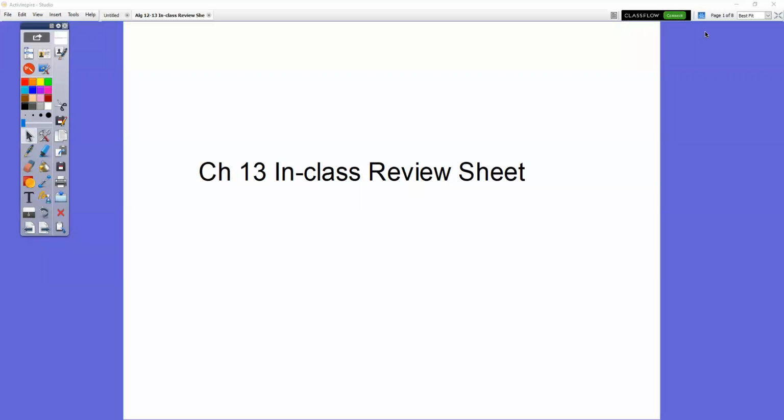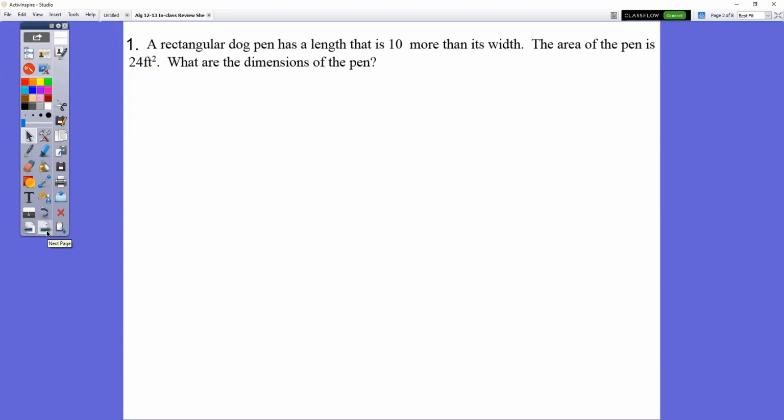All right, so we are reviewing for your quiz that you have tomorrow for chapter 13. Take a look at number 1. It says a rectangular dog pen has a length that is 10 more than its width. The area of the pen is 24 feet. What are the dimensions? Dimensions just means how long is it?